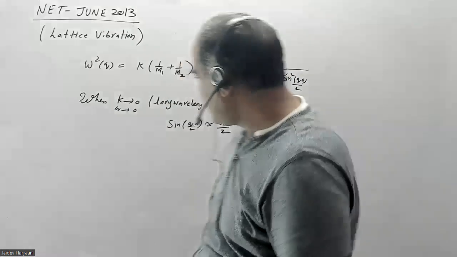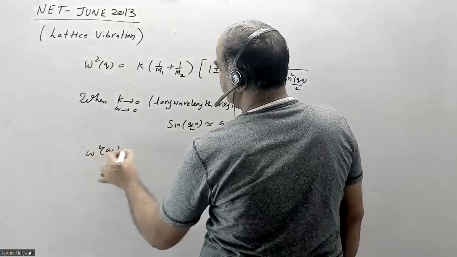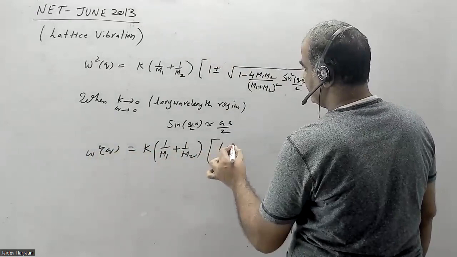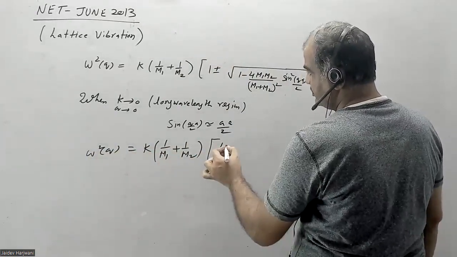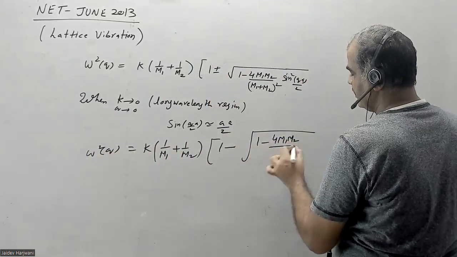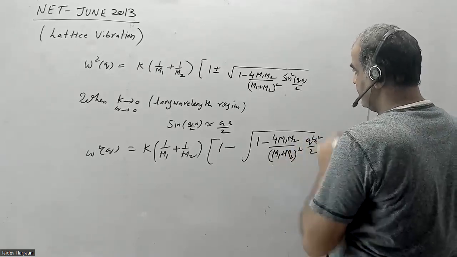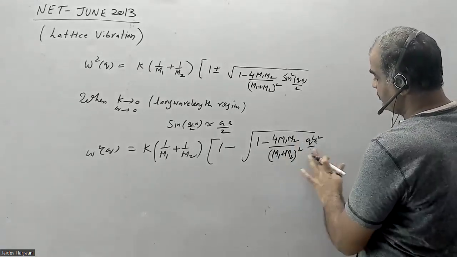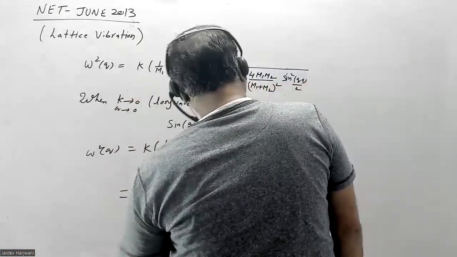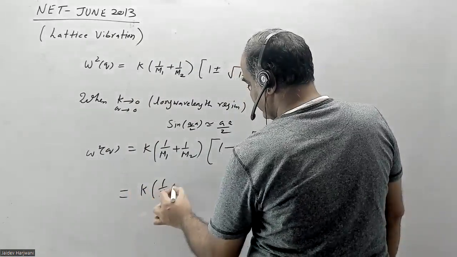Now let us solve this problem by putting these values in this expression. This will give you omega square q equals k into 1 upon m1 plus 1 upon m2, into 1 plus minus. We have to take the acoustic branch, that means the lower branch, so we'll take minus here. This will give me 1 minus the square root of 4 m1 m2 upon m1 plus m2 whole square, and this will become q square a square by 2. Now we can solve it further. This 4 cancels, and this is k into 1 upon m1 plus 1 upon m2.